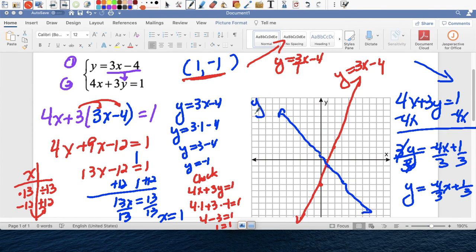This is my second equation, negative 4/3 x plus 1/3, and I will use green to show you their point of intersection. So that's where they meet, and that point is (1, negative 1). Okay?